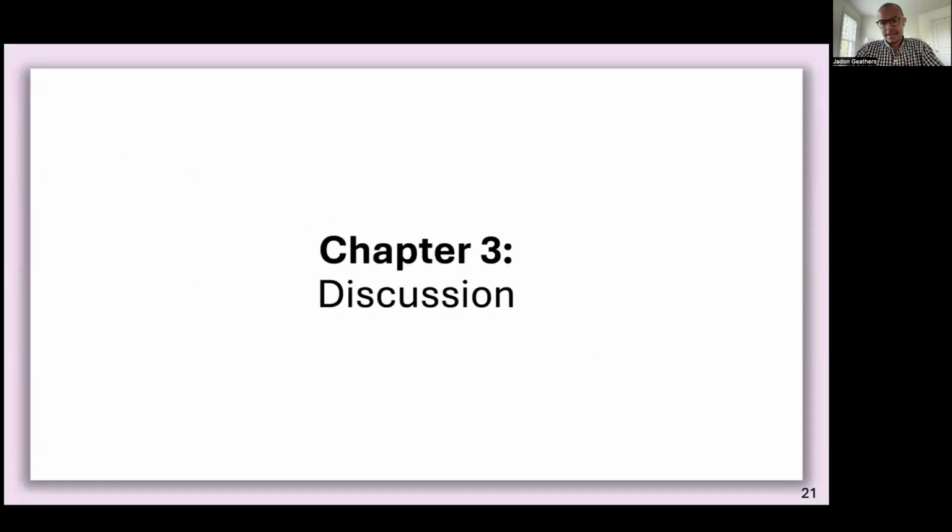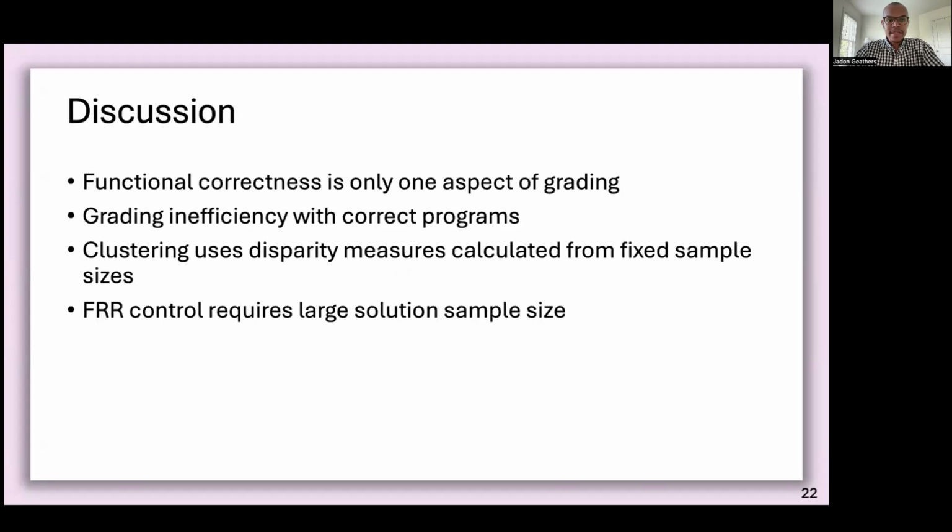Now that we've conducted an evaluation of stochastic grade, this leads us into a discussion. We note that functional correctness is only one aspect of grading, and there are other aspects like style or efficiency that also are important to grading that stochastic grade cannot yet handle. There's also grading inefficiency with correct programs, as we need to sample the maximum number of samples every time in order to make a decision about correct programs.